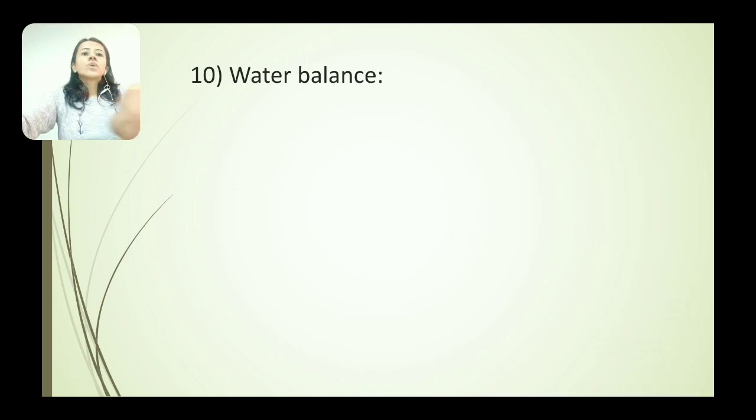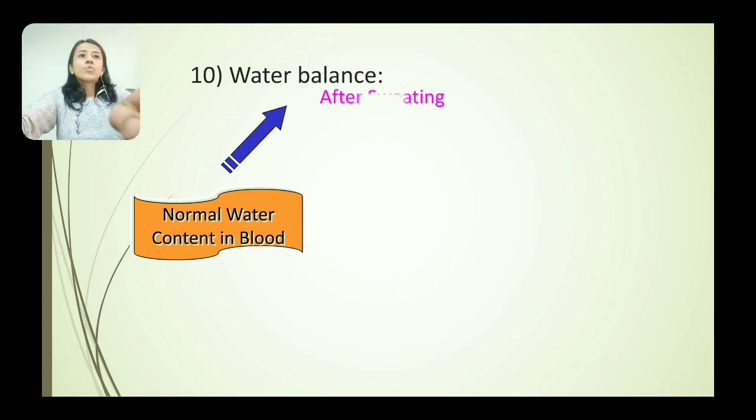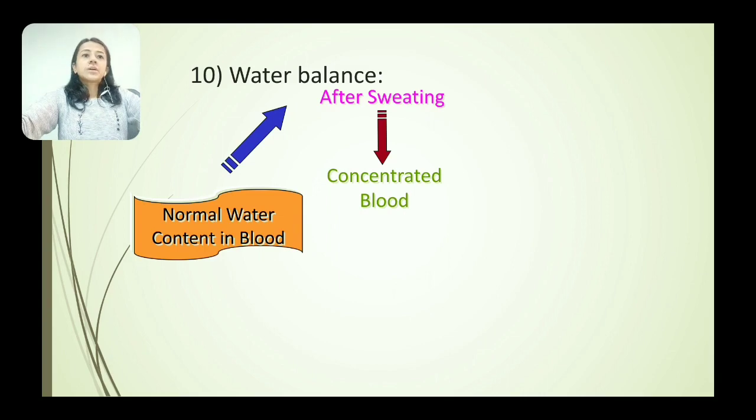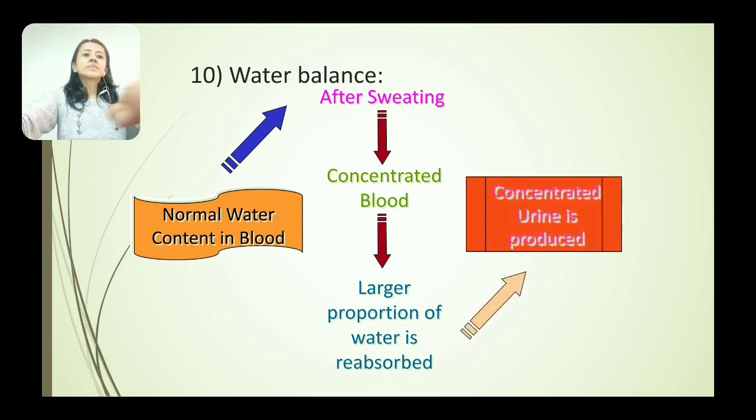Now, water balance. How is the water balance regulated in our body? You can see here the normal water content of the blood. When water content decreases, suppose after sweating, the blood gets concentrated. And when blood gets concentrated, what happens? A large portion of the water is reabsorbed from kidney tubules and concentrated urine is formed, and thus normal content of blood is achieved.